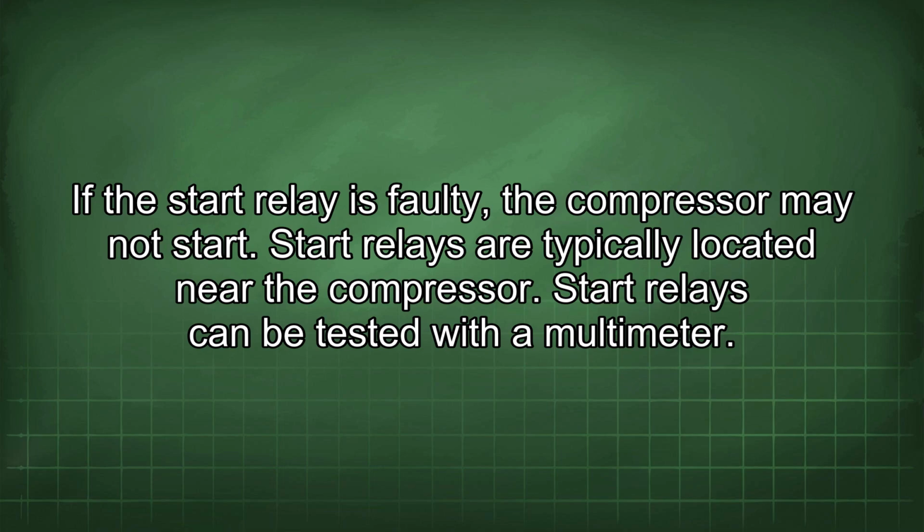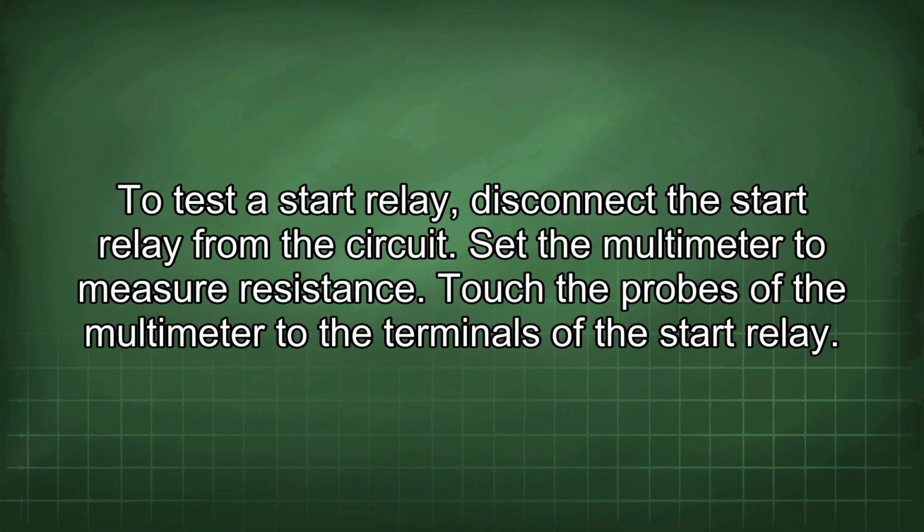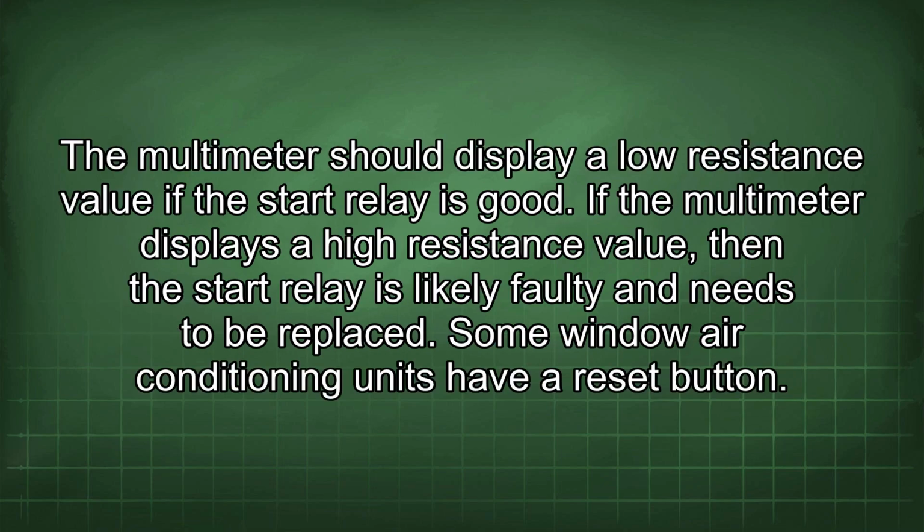Start relays can be tested with a multimeter. To test the start relay, disconnect the start relay from the circuit. Set the multimeter to measure resistance. Touch the probes of the multimeter to the terminals of the start relay. The multimeter should display a low resistance value if the start relay is good. If the multimeter displays a high resistance value, then the start relay is likely faulty and needs to be replaced.